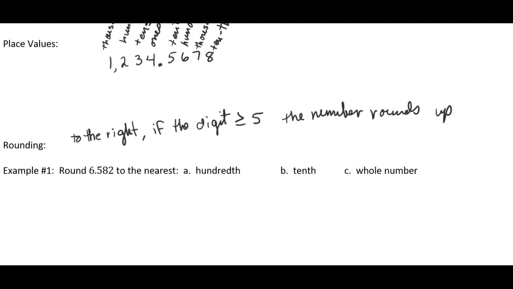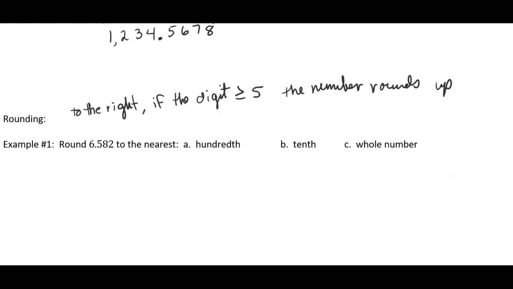Let's give you an example. We have the number 6.582, and they want us to round to the nearest hundredth. I'll show you how to do this. Here's the tenths. Here's the hundredths. Look to the right. You have a 2. That's not 5 or more, so it's not going to round up. And so we're going to put 6.58. That would be considered rounded to the nearest hundredth. And that's the answer.